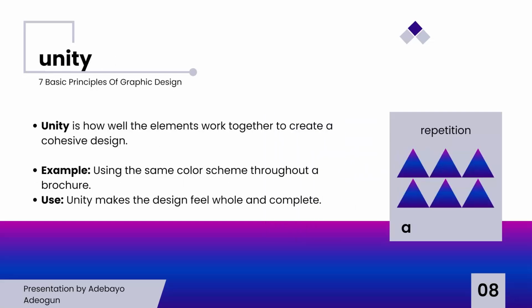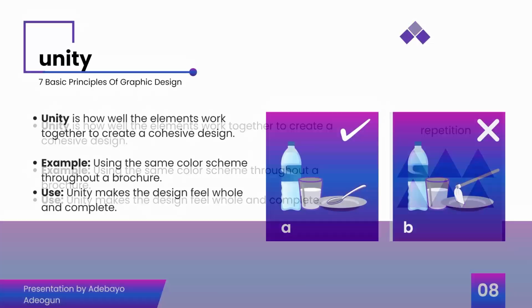So unity is how well the elements work together to create a cohesive design. Using the same color scheme throughout a brochure, you can see the way I created this triangle, I give them the same gradient throughout. Unity makes the design feel whole and complete. So you don't just use scattered color. You don't just use scattered pattern. So you will notice that in this course, the color scheme and the pattern are following each other.